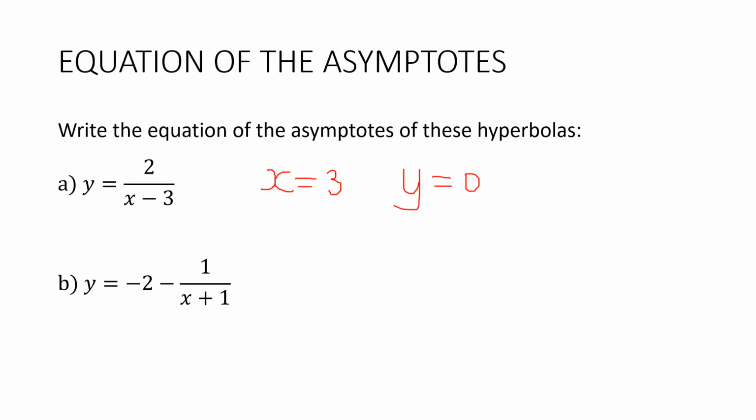Okay, let's try this one down the bottom. x can't be equal to -1. And then it goes like this. This can't ever equal 0, so y can never equal -2. And we're going to have a look at this in a little bit more detail when we look at transformations.